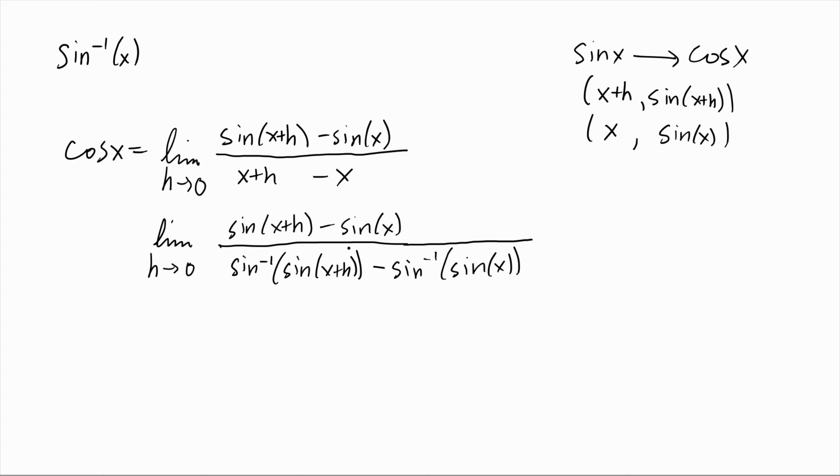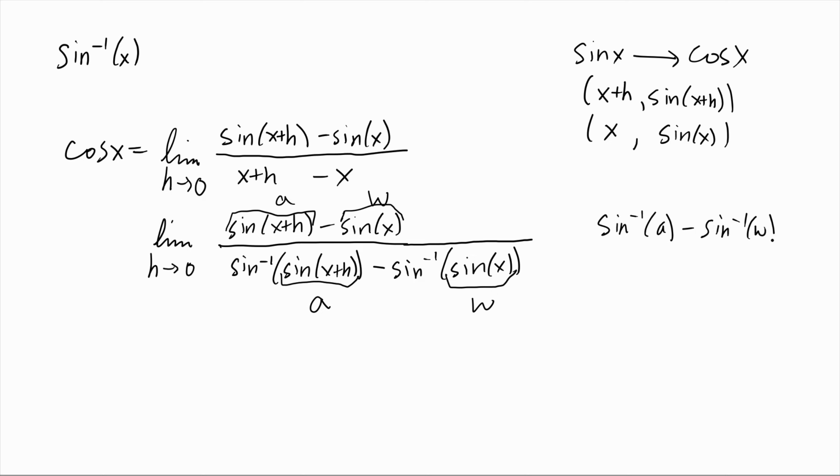I mean, this right here, sine of x plus h, think of that whole quantity as being like an a, and this whole thing as being like a w. This looks like the reciprocal of sine inverse of a minus sine inverse of w, all over a minus w. That looks like something that will actually limit to the derivative of sine inverse of a.